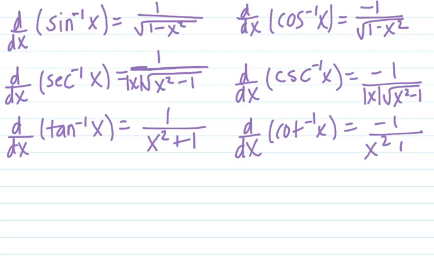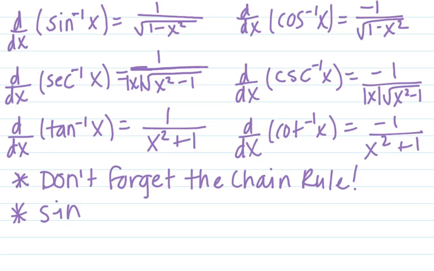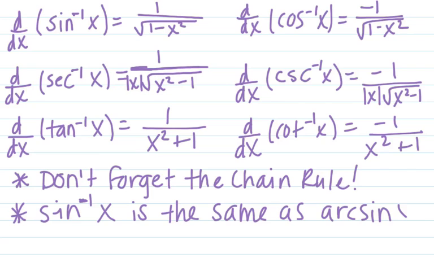And there are 6 inverse trig functions. Now there are a couple things to remember. Don't forget the chain rule. This one's very easy to overlook the chain rule with. And then just remember that inverse sine of x is the same function as arc sine. People get afraid of the arc ones. I don't know why. I think they're easier to write, but they mean the same thing, just the inverse function of sine. Alright, so now we're going to do a couple quick examples of actually using these.